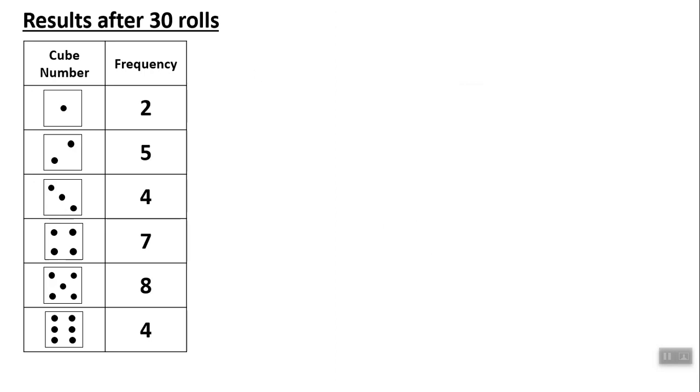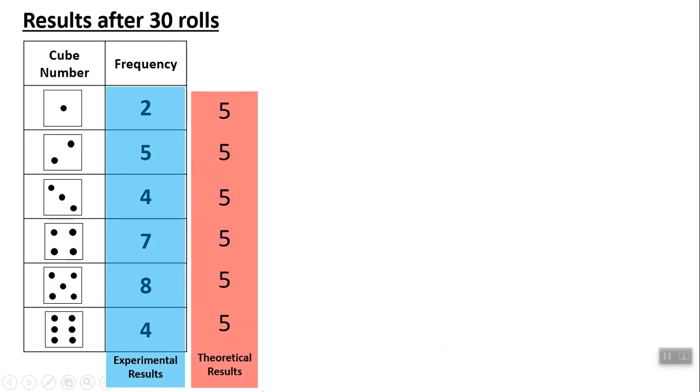We've got a number cube being rolled, and it's 30 rolls. This table is displaying the results after rolling 30 rolls. If you added all of these up, 2 plus 5 plus 4 plus 7 plus 8 and 4, it's going to add up to 30 because that's the total of 30 rolls. So this shows the experimental results. Theoretically, they should have all appeared the same amount. Theoretically, they should have all appeared 5 times.